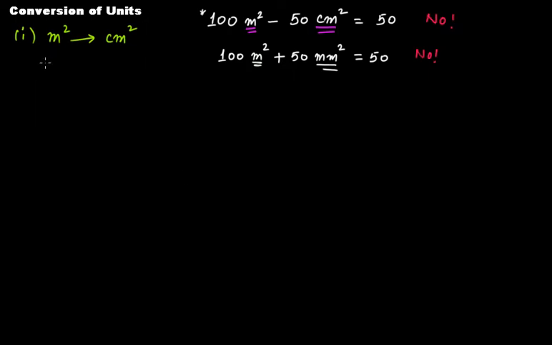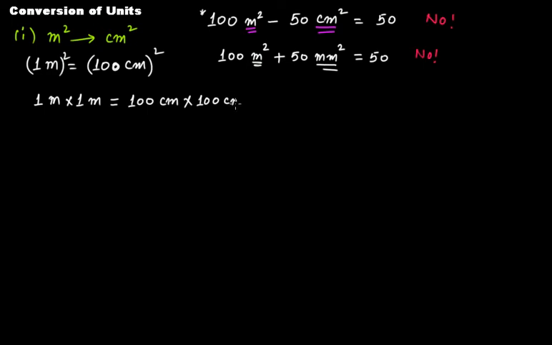Now, we know that 1 meter is equal to 100 centimeter. If 1 meter is equal to 100 centimeter, then clearly if we square both the sides, 1 meter times 1 meter is equal to 100 centimeter times 100 centimeter. We have simply squared it, multiplied 2 times. When we square something, it means that you are multiplying the same thing 2 times. Here also 100 centimeter 2 times.